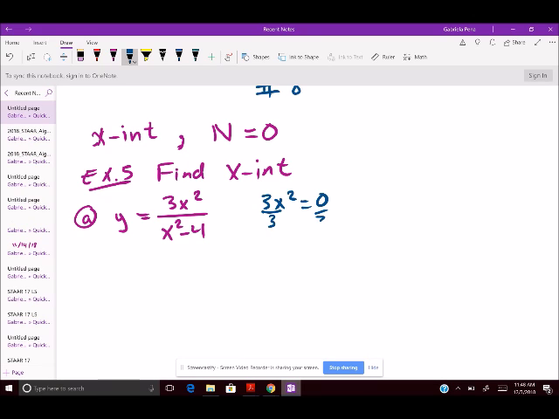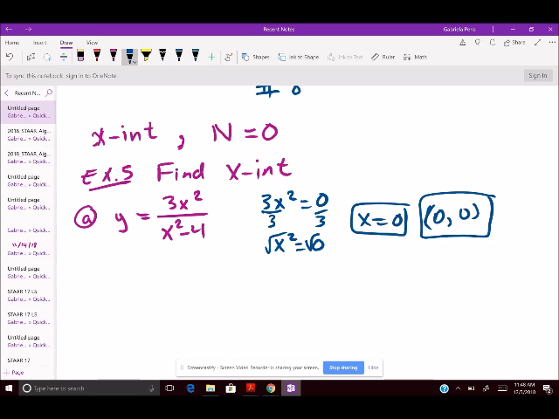But divide by 3. So I get x squared is 0. And then if you had to take the square root of 0, my answer is still what? 0. So my x-intercept is 0, 0. You're done. That's it. Can't do anything when it comes to a problem like that.